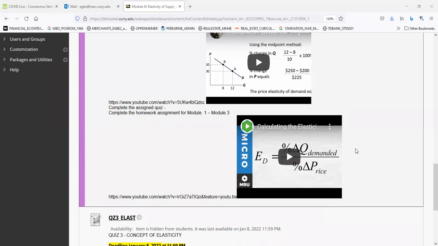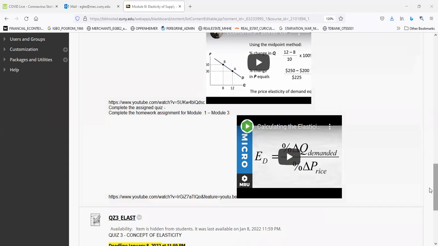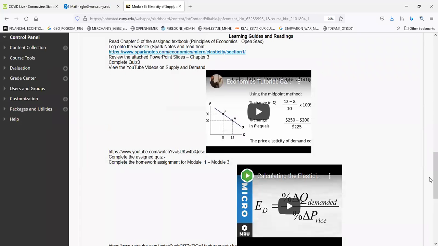Yeah, it was the first one. This first one? Yeah, it was using the midpoint method. Okay. Now, we're using the midpoint method, and again, what you do in the midpoint method, you calculate the percentage change in quantity, and also you calculate the percentage change in price. And so you are given 2 prices and 2 quantities. Am I correct? Yeah. Very good.